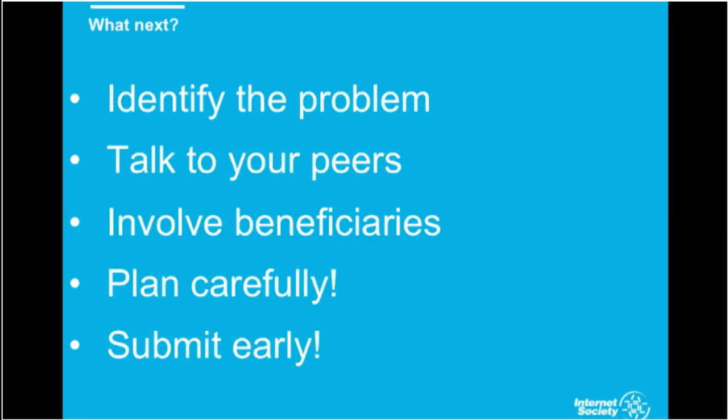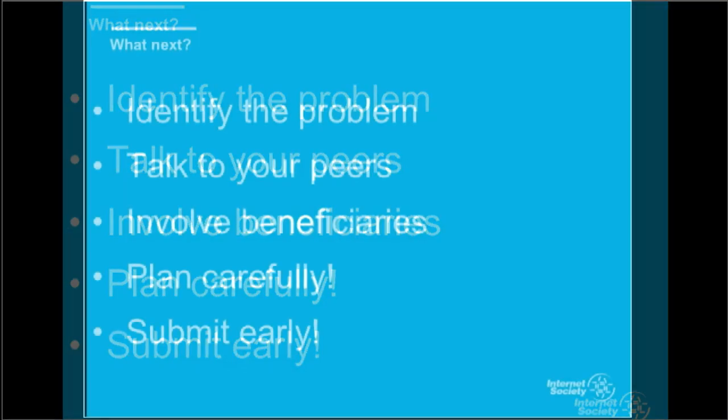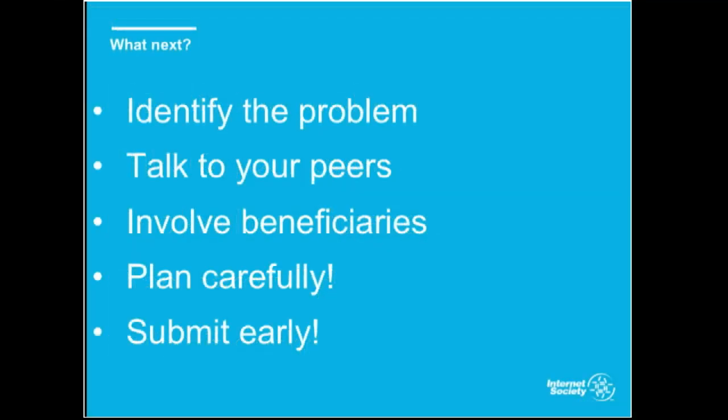Then the next step would be to talk to your peers. Talk with the other chapter team members. Expose your idea, explain it, and see what the feedback is. And then involve beneficiaries of the project. So let's say if you are going to train schools, you're going to train schools in Uganda.